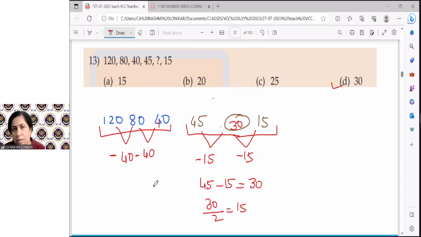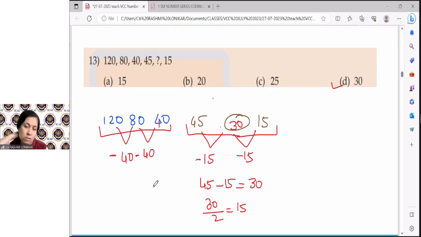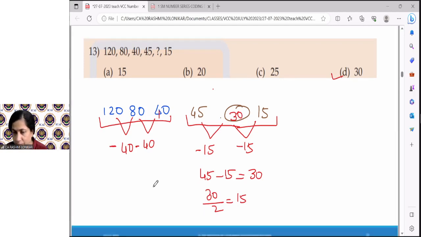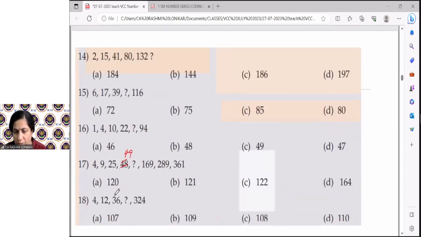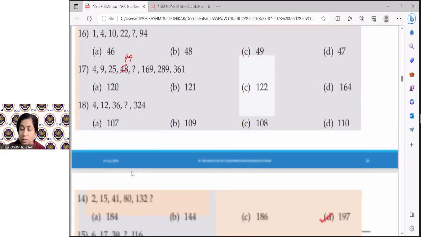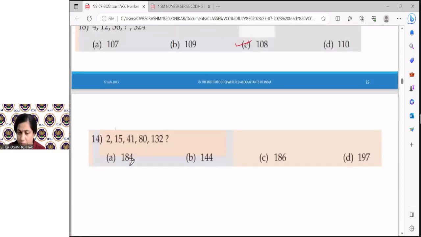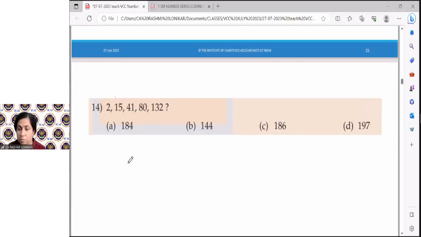Here what I have done is I have grouped the numbers. Why? Because it was decreasing, 120, 80 and 40, and then it is increasing to 45 and again decreasing. That means there are two different series or sequences going on. Now in the 17th sum, please note that instead of 48, you have to take 49. There is a misprint, so it is 49. That is in question number 17.